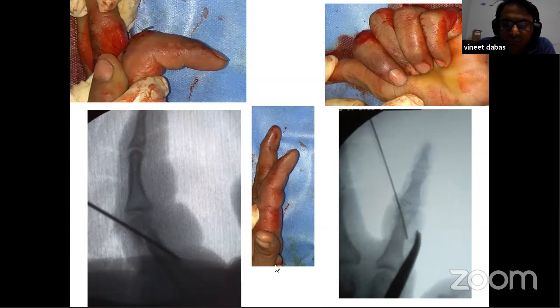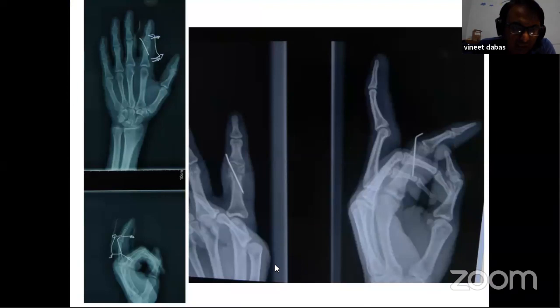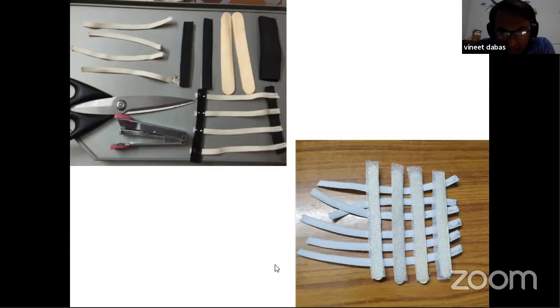We can see good range of motion, flexion and extension. Unfortunately, I don't have a long-term clinical follow-up, but there was no loss of reduction. And I usually mobilize these patients from the second day itself. I give them a customized splint, which I've made myself. And this splint is removable. The patient removes and mobilizes the fingers. And that's it about this topic.